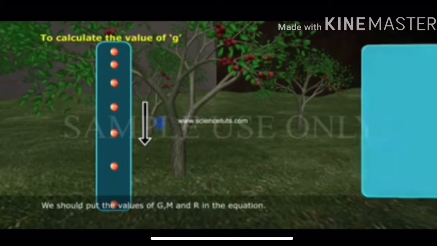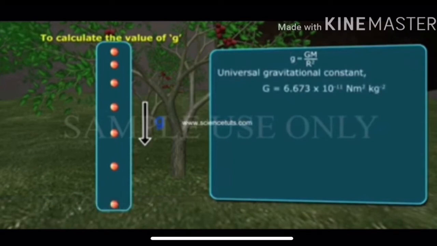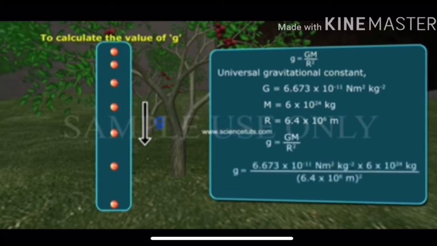Putting all the values, g = G, which is 6.673 × 10^-11, and the mass of Earth M = 6 × 10^24 kg, and the radius of Earth is 6.4 × 10^6 meter. If we put all these values, we can calculate g, and it is equal to 9.8 meter per second square.